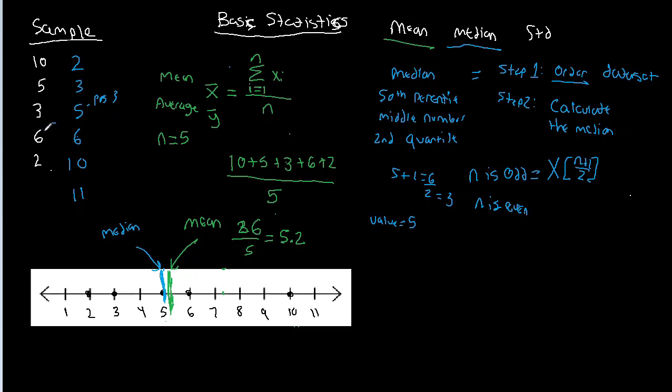There is no middle index because n is even. So our median conceptually would be a number somewhere between 5 and 6, somewhere between position 3 and position 4. So how do we calculate that? We calculate that by getting the value at position 3 plus the value at position 4 and then dividing by 2, so we get an average of these two numbers.